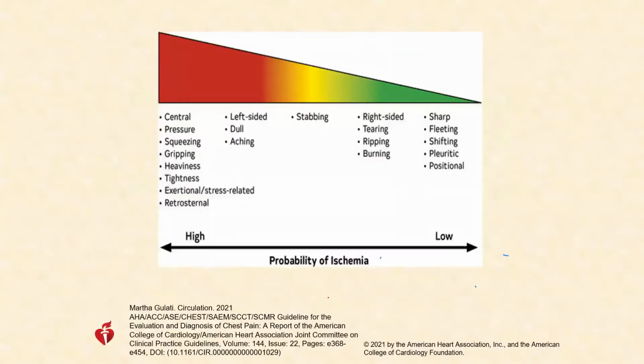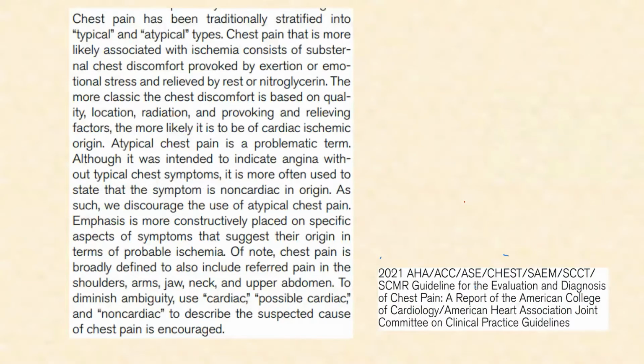Now remember that the quality of chest pain goes from being central, pressure, squeezing, gripping, heavy, tight, exertional, retrosternal. The sharp, fleeting, shifting, positional are less likely to be ischemic in origin. Now, one of the things that you should remember is this one. That's why I derived it from the latest guidelines of chest pain evaluation.